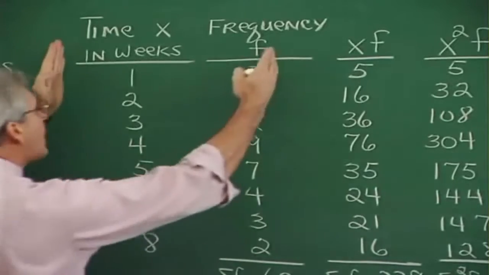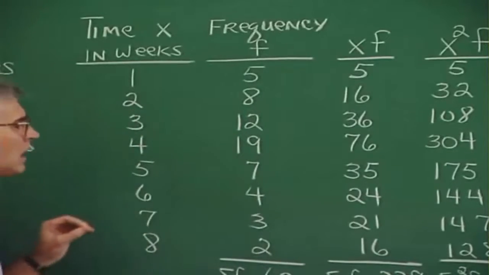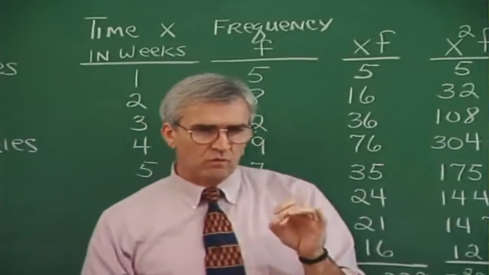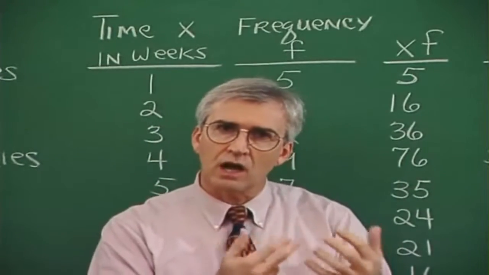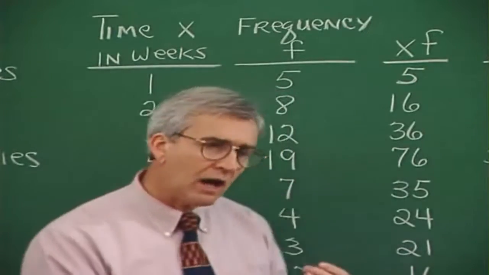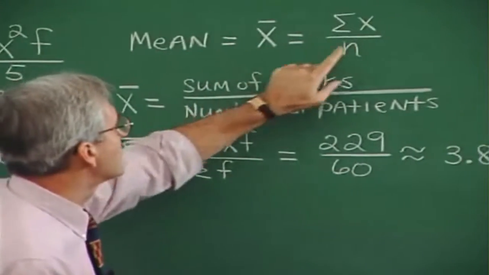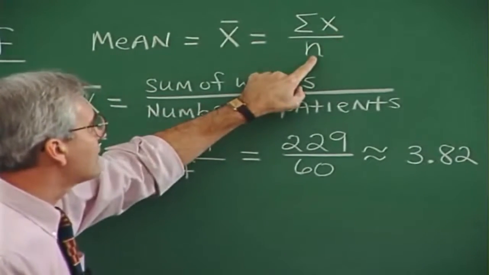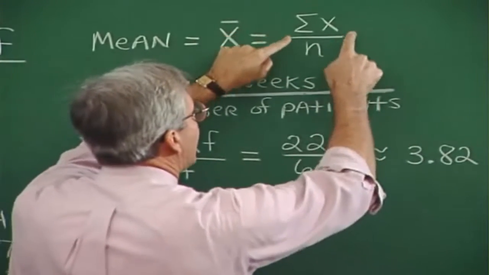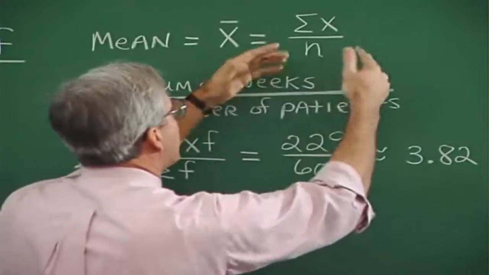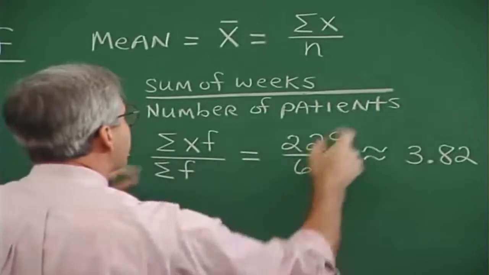Now let's stop right here in the table, just with these 2 columns, and let's think about how our formula for mean might have to be changed to accommodate the frequency idea. Well, our idea of mean was calculated like this. Remember, mean is x bar. It's the sum of x values divided by the number of values, so the sum of all of the entries divided by the number of entries. And in our problem, it's the sum of the weeks involved divided by the number of patients.